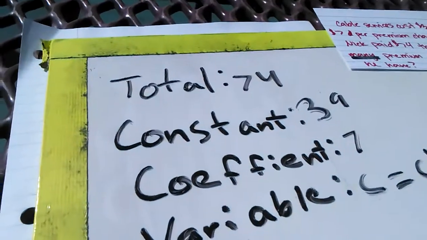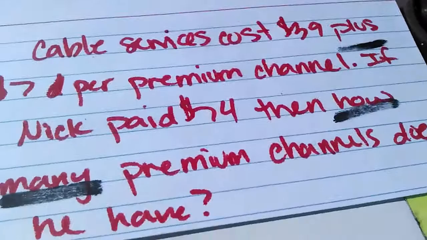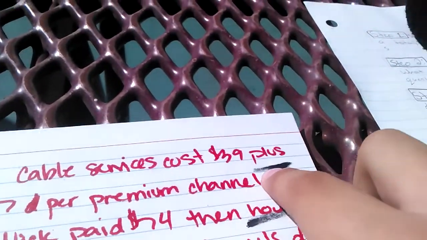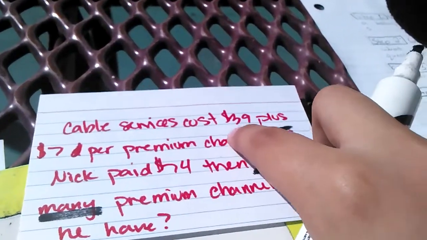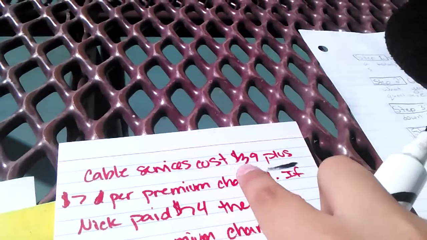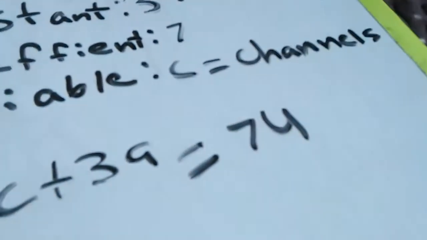The total is 75, and that can't be part of it. Also, I forgot to say this, but since it says 39 plus, it is addition, not subtraction. So this wouldn't be minus 7. So this wouldn't be a negative. This would be a positive. If it was negative, there would be a little minus sign right there. And then we're just gonna add the total, just like that.